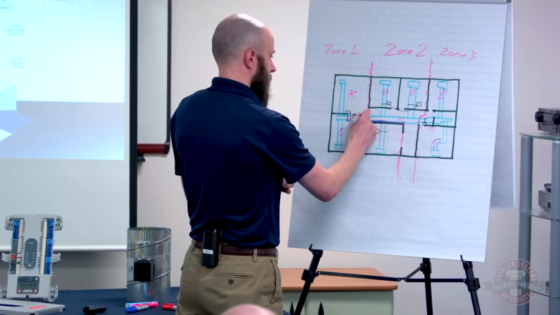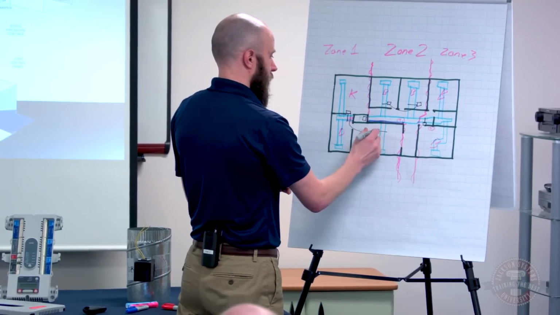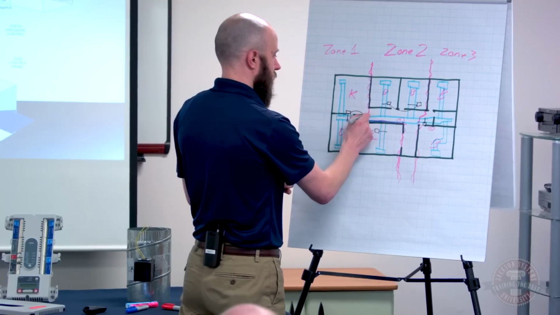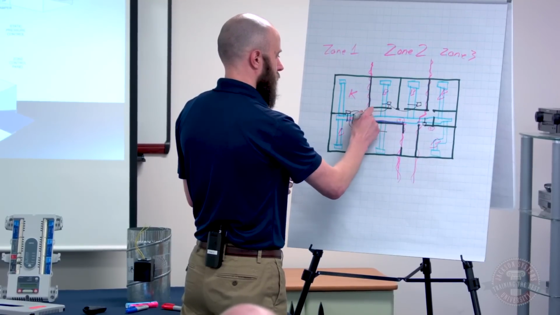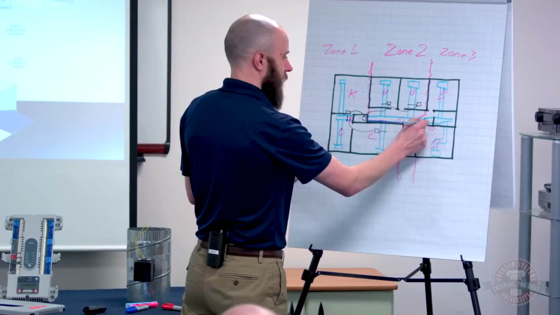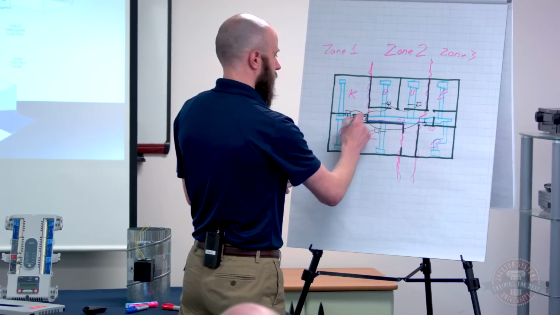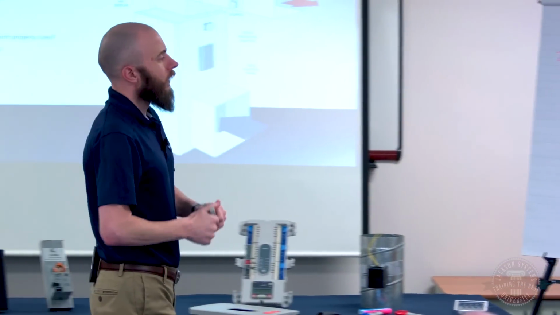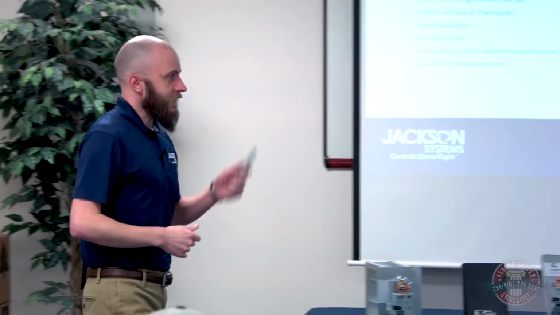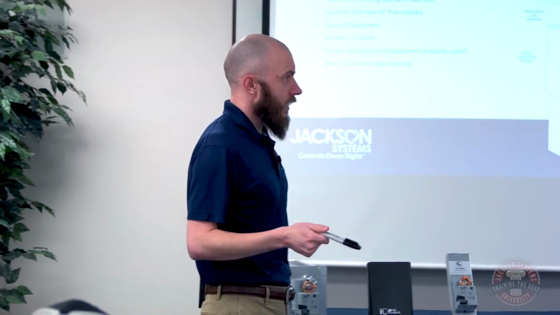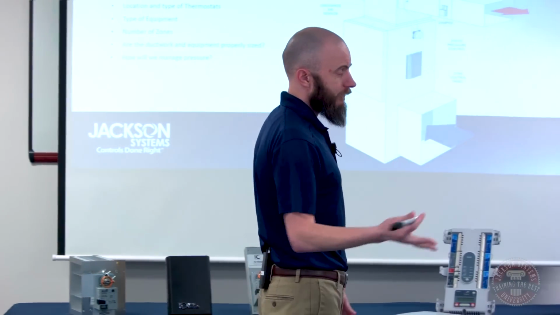And my zone control panel is going to be here in the furnace. So my dampers are going to get tied back there. And my one damper goes here like that. So in this case, I've got 2 dampers for zone 1, 2 dampers for zone 2, and 1 damper for zone 3. So it's a 3-zone system, 5 dampers.